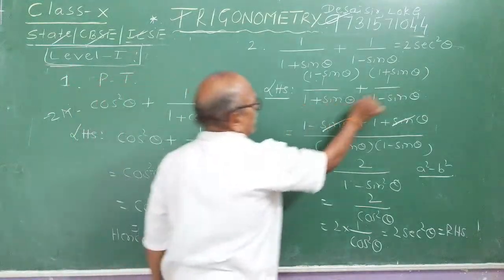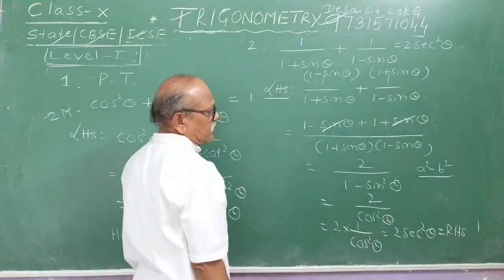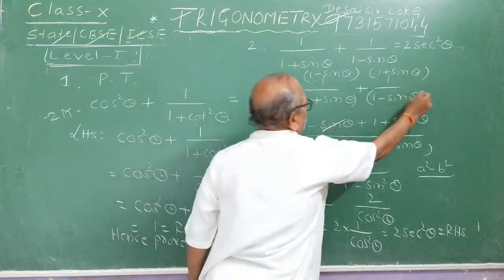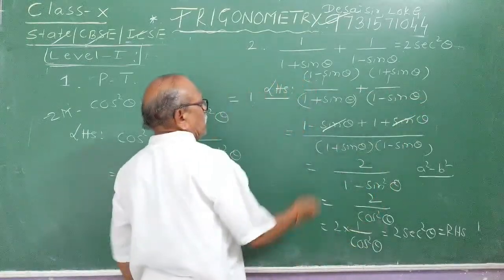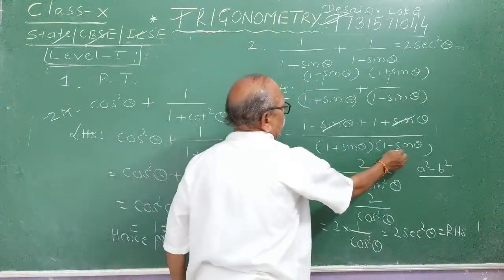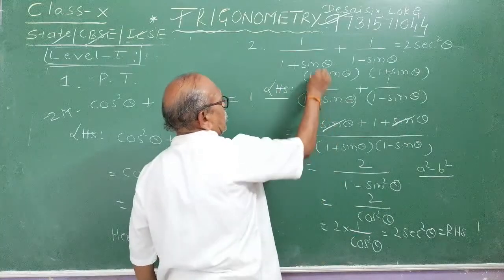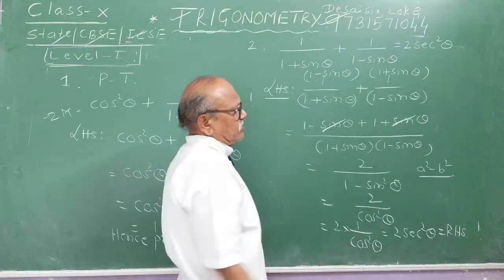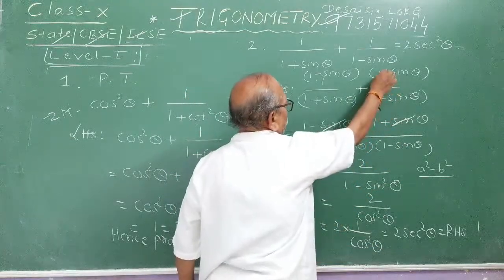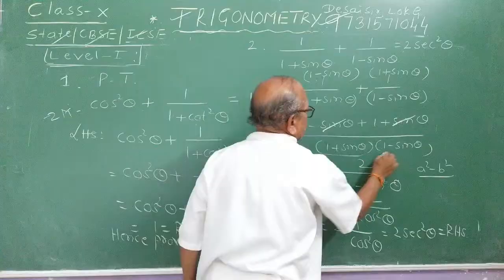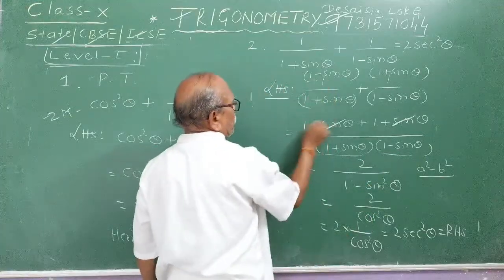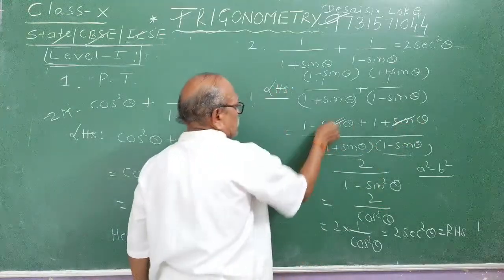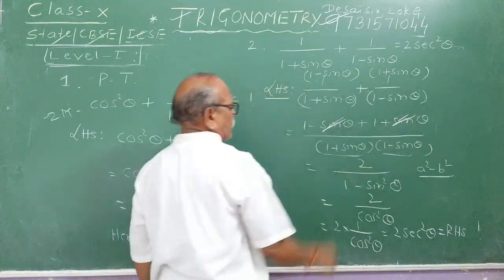First step is take LCM. Those who have not understood, couldn't solve it, slow learners, no problem. You can practice more. LCM is 1 plus sine theta into 1 minus sine theta. Like you do ordinary addition of fractions, 1 minus sine theta should be multiplied to 1 plus sine theta to get LCM. Then you can write 1 minus sine theta plus 1 plus sine theta. Minus sine theta plus sine theta cancels, you are left with 2.